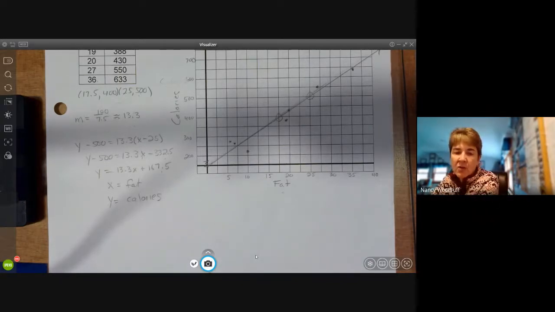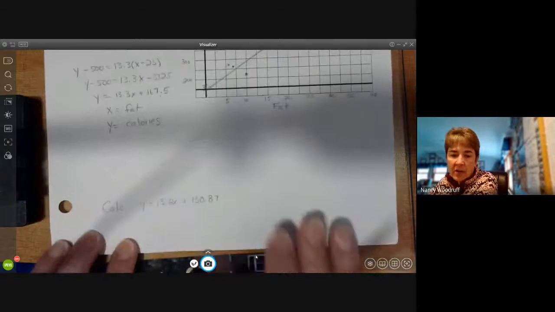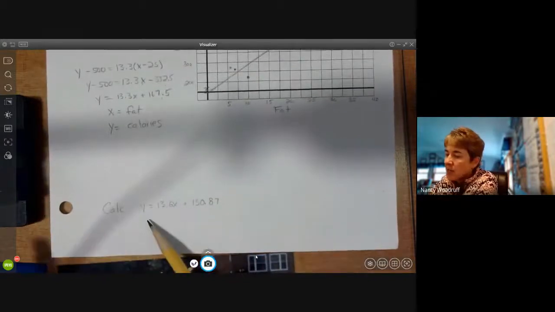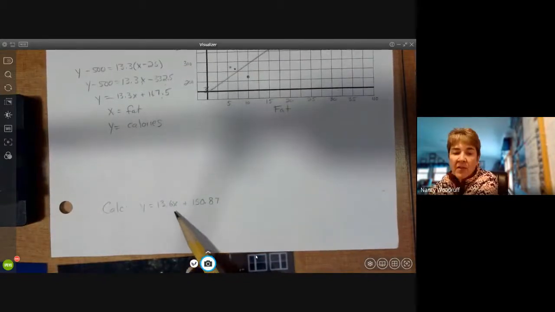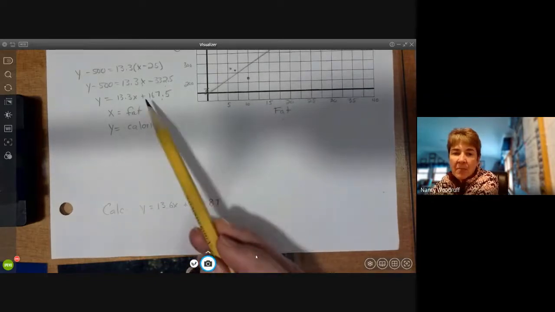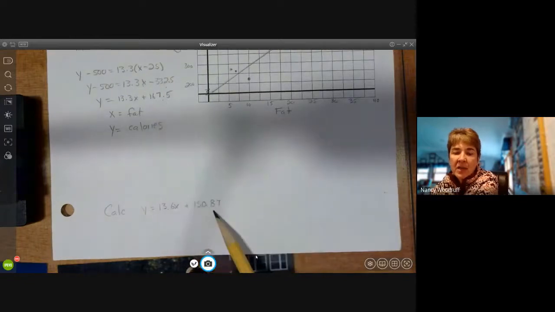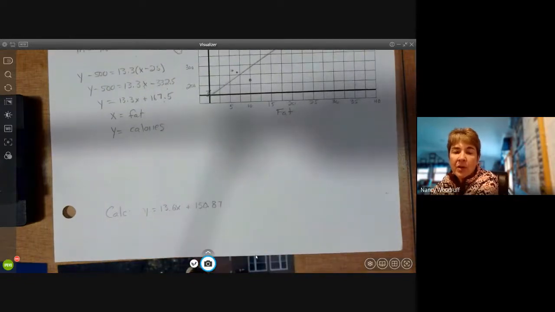So I'm going to give you the real deal, the best equation using the graphing calculator. And notice it is y equals 3.56x plus 150.87. Not so shabby. I'm feeling pretty good. See what I mean? I'm not exactly on, but I'm feeling pretty close. Okay, you ready to talk about the last one?